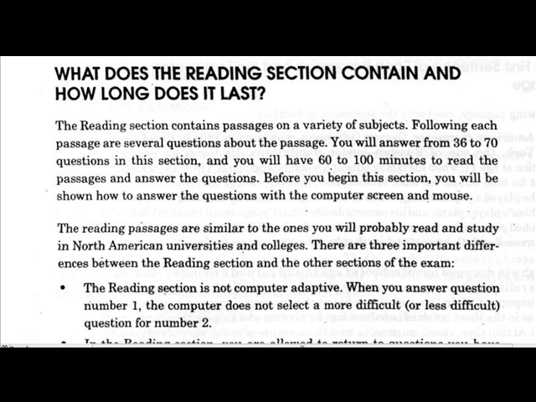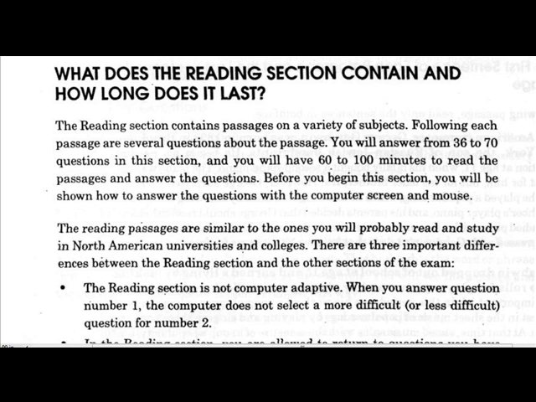Before you begin this section, you will be shown how to answer the questions with the computer screen and mouse. The reading passages are similar to the ones you will probably read and study in North American universities and colleges. There are three important differences between the reading section and other sections of the exam.